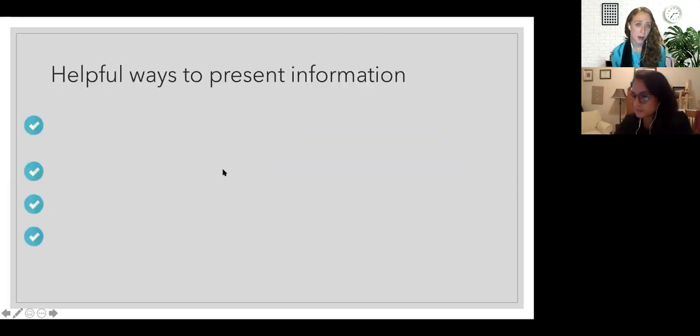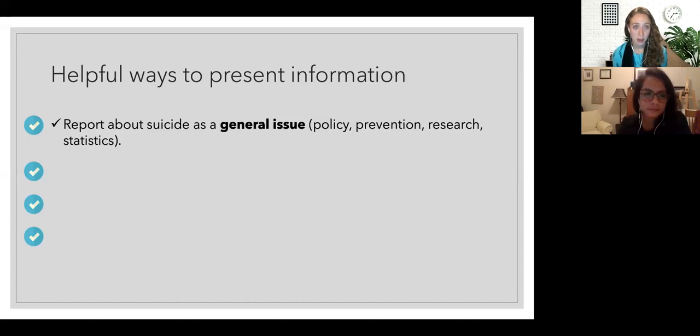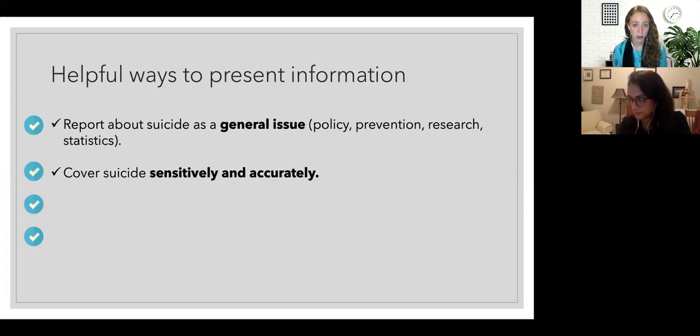We want to talk a bit about helpful ways to present information in your reports. Again, you'll see those little check marks on the slide indicates that's something that you might want to take notes on. This can be something helpful to revisit in your own reporting practices. So first, we want to think about reporting suicide as a general issue. Covering suicide can include talking about policy, prevention, research, statistics.